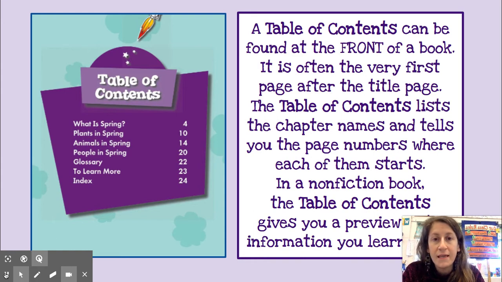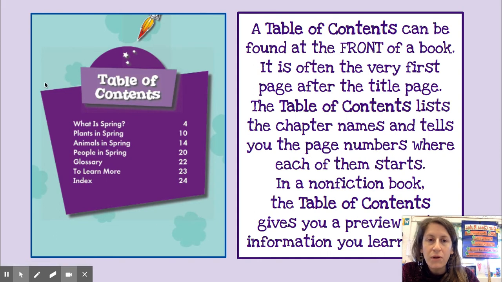Okay, so our first two features that we are going to look at are the table of contents and the index. So right now over here, we are looking at a table of contents, and this is found at the very beginning of the book. It usually comes right after the title page. The table of contents will list all the different chapter names in the book, and it will tell you what page it starts on.